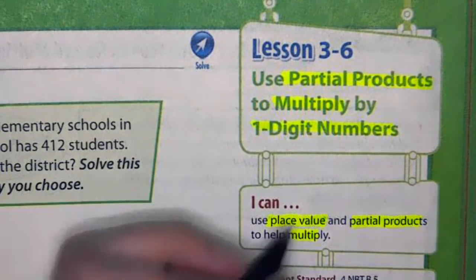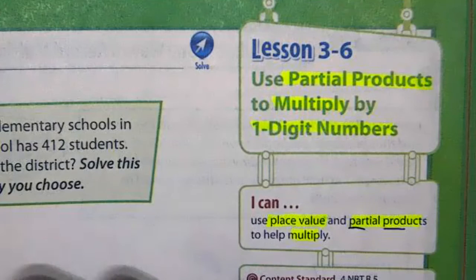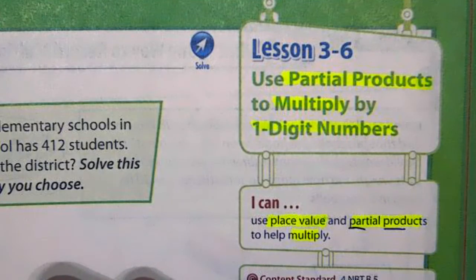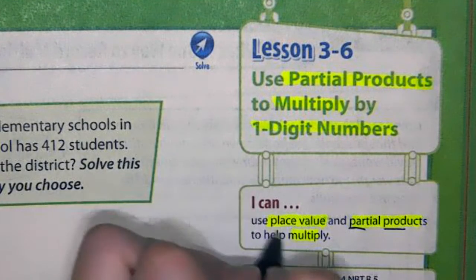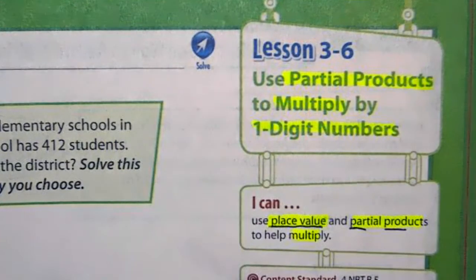Remember, partial products just means a part of the whole actual product. And we're going to be using place value. Always, always, always with the place value. So let's go ahead and dig in.